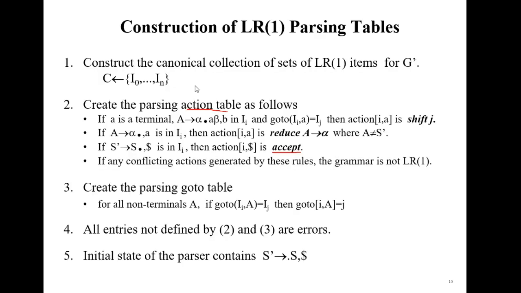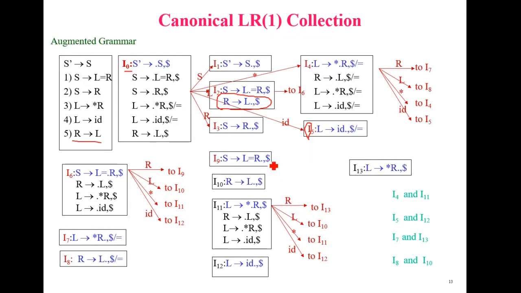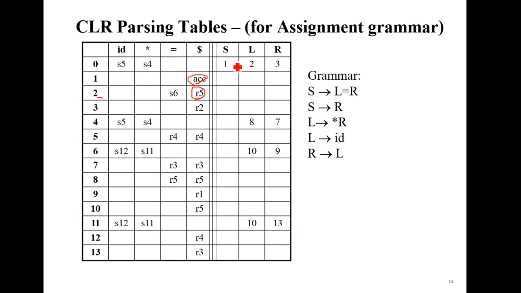Now we'll see the procedure to fill the go to table. In the go to table there is only one rule, go to of I1 comma A, where A is the non-terminal, we have to put just J. Here there is no shift operation, the J is the state number. Let us take one example. In 0th row, S column, we have 1 because I1 is the output. So in 0th row, S column, we are placing 1. In such a way we are computing the CLR parsing table, and there is no shift reduce conflict or reduce reduce conflict. So we can say this grammar is CLR1 grammar.